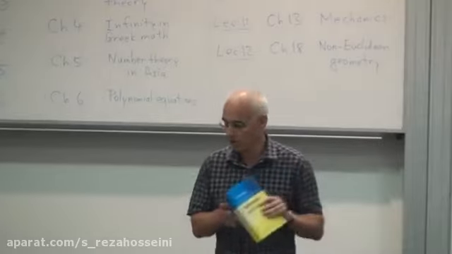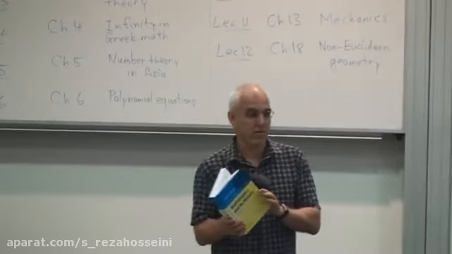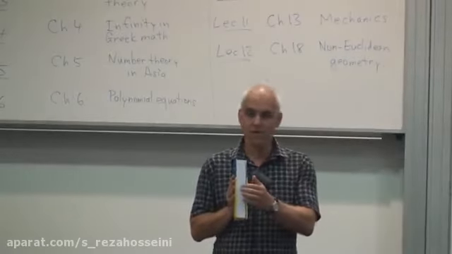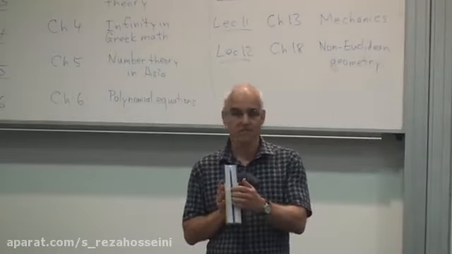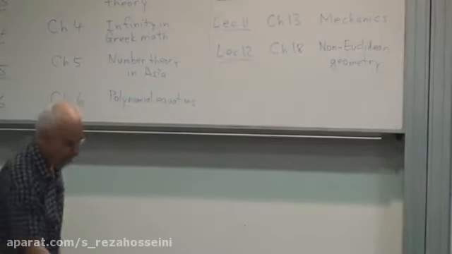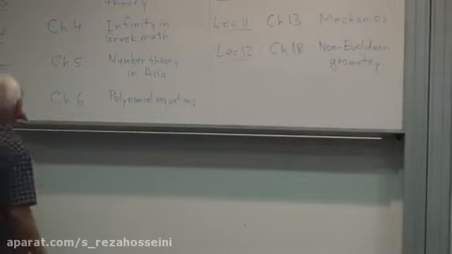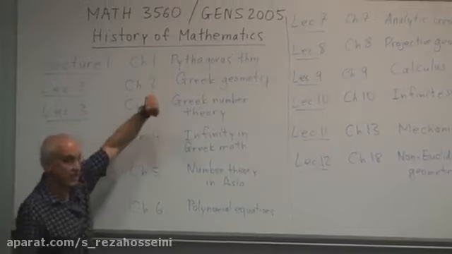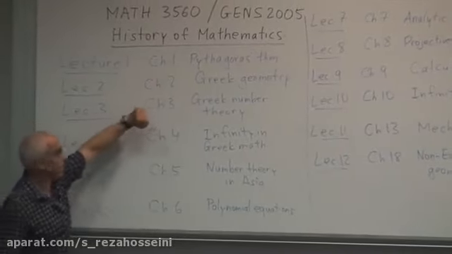What we're going to do is follow this book rather closely, but we're not going to do all of it because it's a rather thick book. We're going to do roughly the first half. So the outline of the course is as follows. We're going to have 12 lectures. The first lecture, this is today, we'll talk about Pythagoras' theorem. That's chapter 1 of the book.